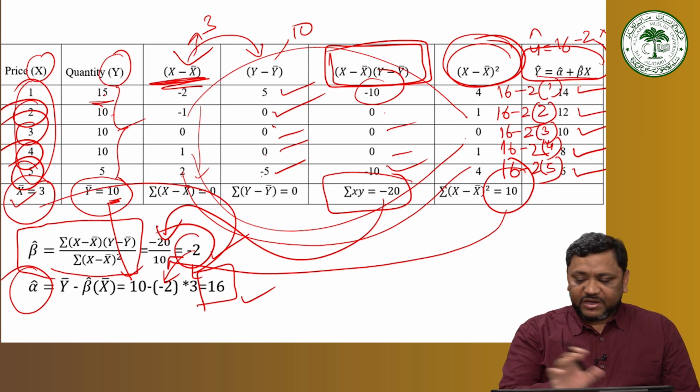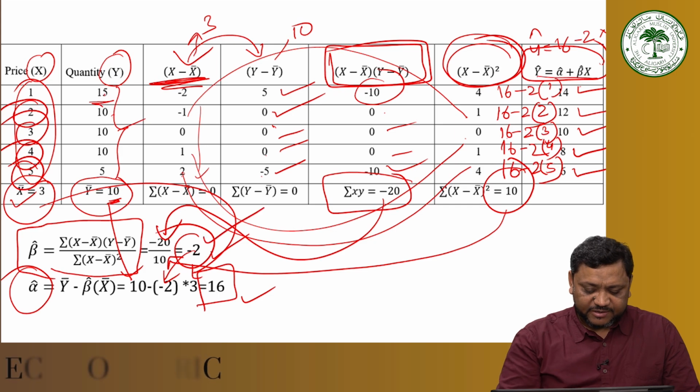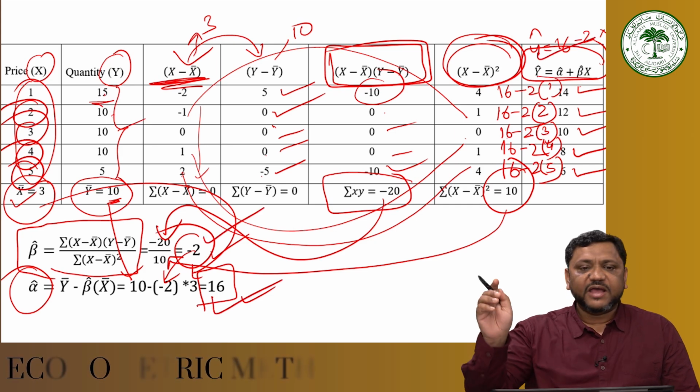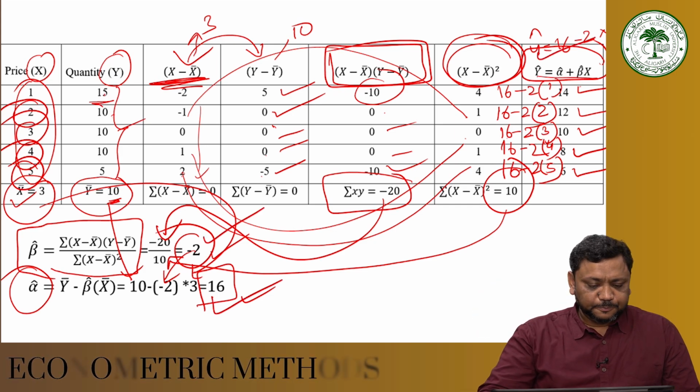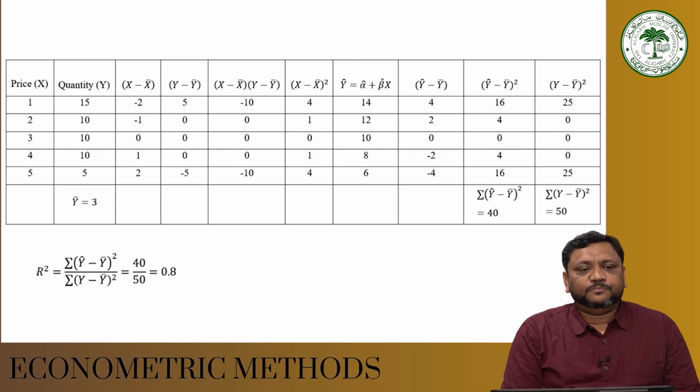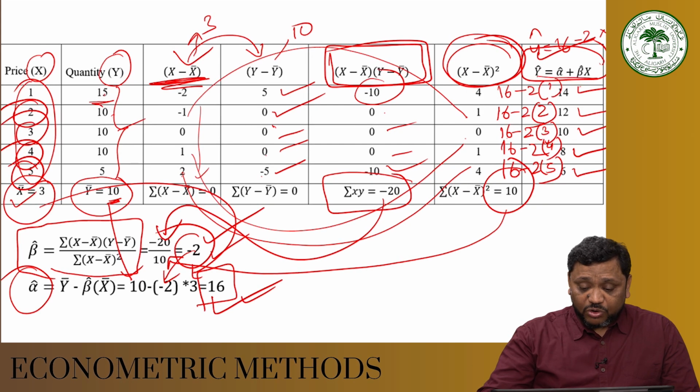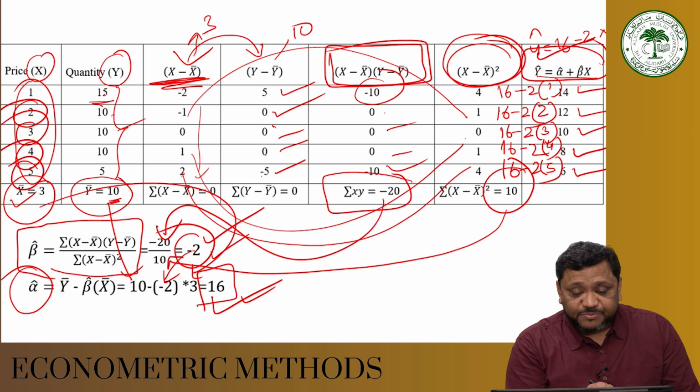So we have in this slide seen the calculation of beta hat, alpha hat and y hat. Next, now what was beta hat? What does beta hat represent?